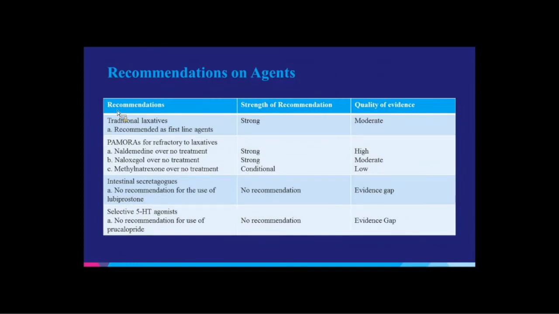So what do they say? What should we do? They come down really strong. Laxative, laxative, laxative. Strong, moderate quality of evidence. First line agents. Should you fail these, they say you can go to the PMORAs for constipation refractory to laxatives. They recommend them in an order here.